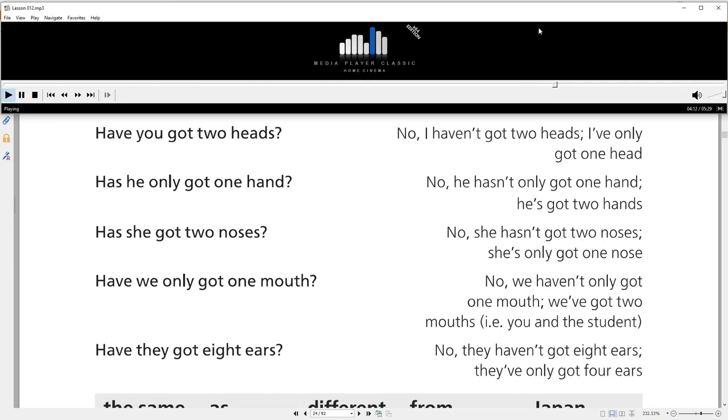Have we only got one mouth? No, we haven't only got one mouth. We've got two mouths. Have they got eight ears? No, they haven't got eight ears. They've only got four ears.